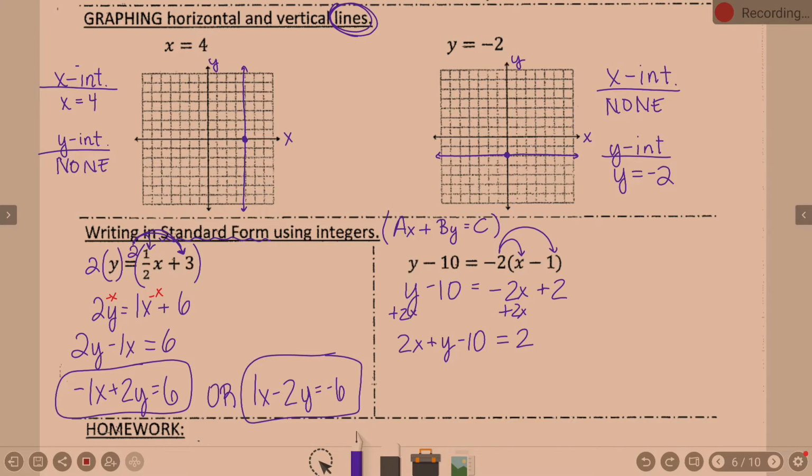Am I done? Do I have x term plus y term equals number term? Almost. What number term needs to move? Negative 10. How do I move a minus 10? We add 10. So what do we have? 2x plus y equals 12.